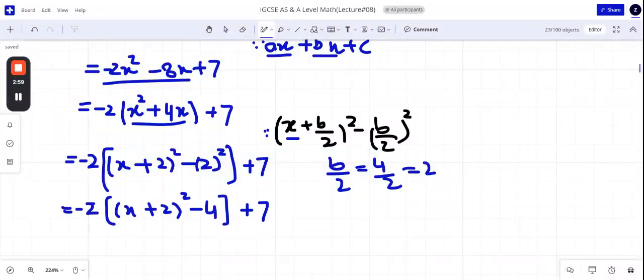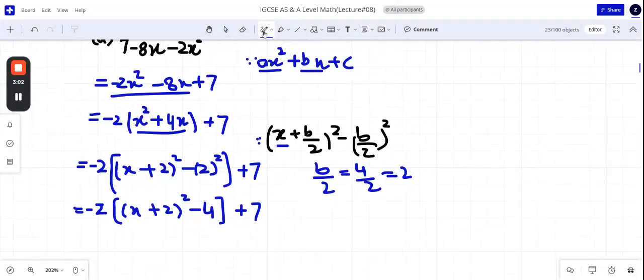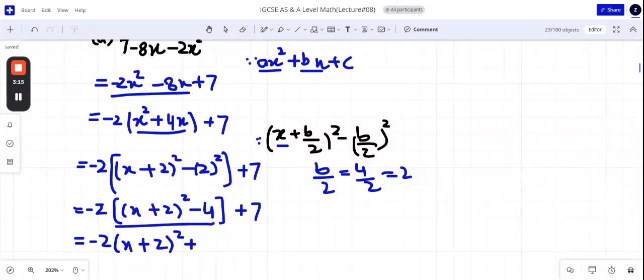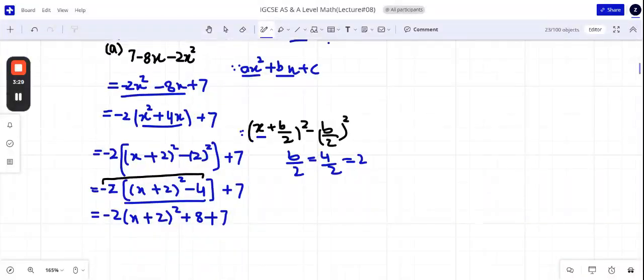Now we will open this bracket, means we will expand the bracket. So here we need to multiply the 2 with the whole bracket. So it would be 2 into x plus 2 whole square, minus 4 times 2, it would be 8, so minus 8 plus 7. Now we will keep the first term the same, just we will add the constant values together. So x plus 2 whole square, then minus 1.